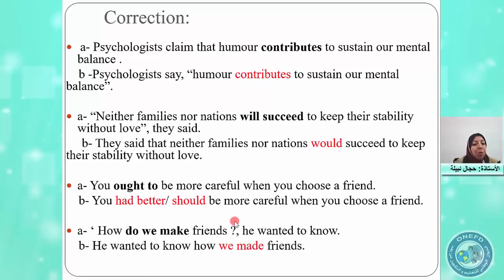Sentence 4. How do we make friends? He wanted to know. So this is a question in a direct speech. When you turn it into the indirect speech, you say he wanted to know how we made friends. As you can see, we keep how as an interrogative pronoun, then it should be followed by the subject, and then the verb that is conjugated in the past simple. Why the past simple? Because our sentence is in the present. Do, make. So in reported speech, in transformations from direct to indirect speech, all the present tenses become past and all the past tenses remain past.